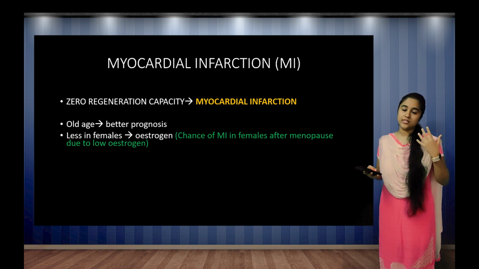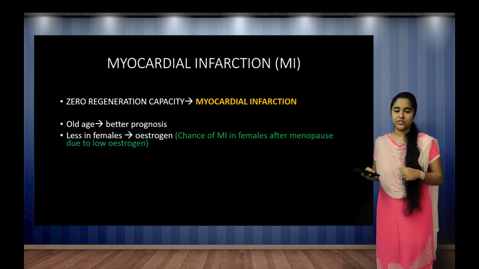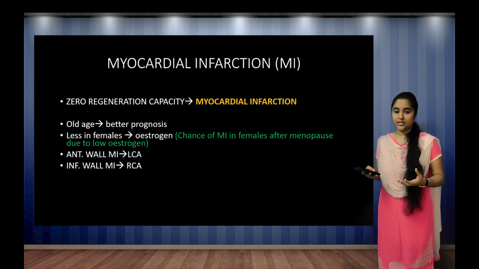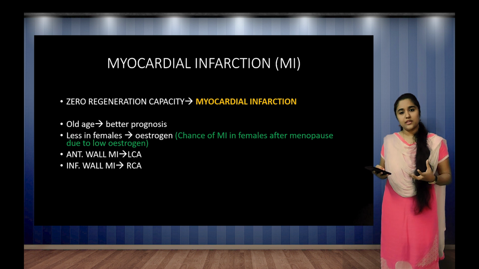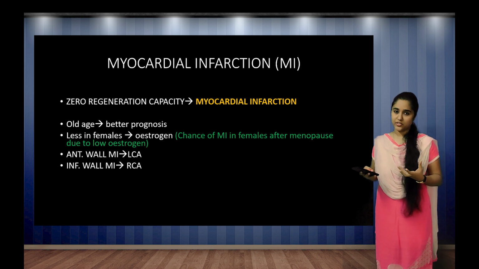We have discussed that in old age, the anastomotic networks increase in number. So, there is more prognosis in case of old age. And in females, it is said that there is a protective effect of the estrogen that prevents them from having myocardial infarction. The anterior wall MI is mainly due to the obstruction of the left coronary artery, and the inferior wall MI is mainly due to the obstruction of the right coronary artery.